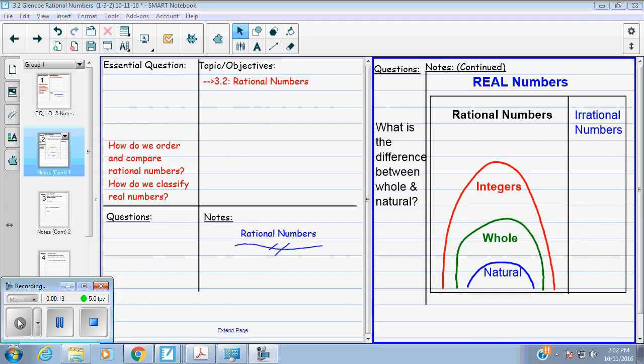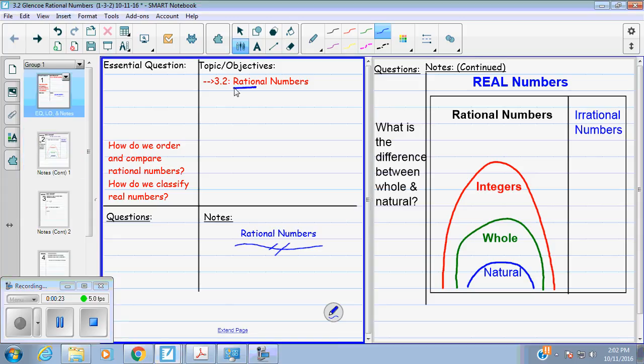So as you can see, today's lesson is 3.2, and we're talking about rational numbers. And the first thing I want you to pay attention to on rational numbers is this word right here that is stuck on rational numbers. That's the word ratio, and it really has some significance on why we called them this. Our essential question today is how do we order and compare rational numbers, and how do we classify real numbers?